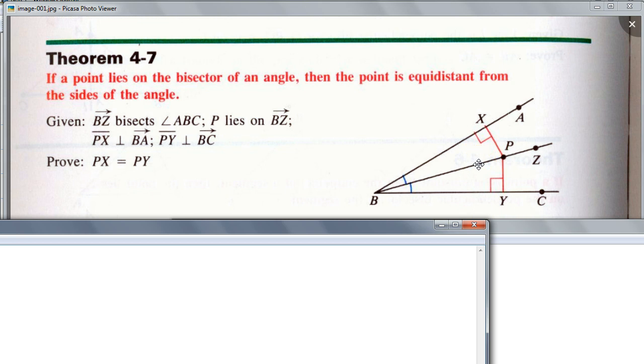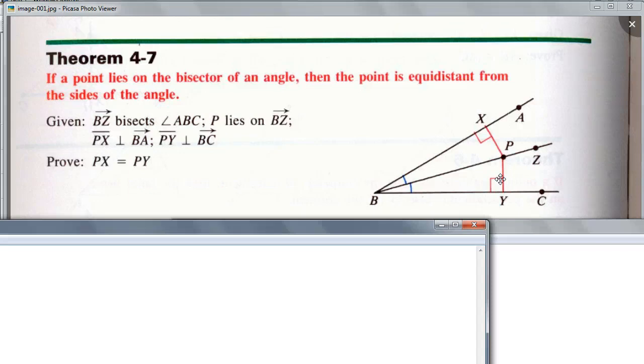Are you asking how to prove BXP and BYP congruent? Exactly. If I could show that BXP and BYP are congruent, then we're done, right? Because then that would show that PX is congruent to PY. Correct? So who sees how we could do this? Therese already told us, but Nor.